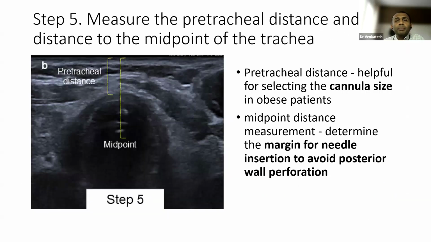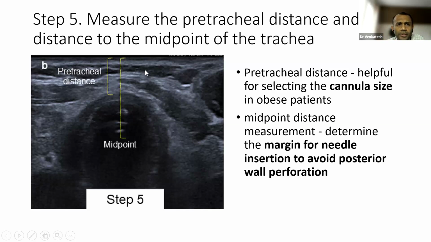Next is to measure the pretracheal distance and the distance to the midpoint of the trachea. So this is at the skin level in the transverse axis of the probe, and you freeze the screen and try to measure the distance from here till the trachea. This distance is what we call the pretracheal distance. It is helpful for selecting the cannula size in obese patients. There are different types of tracheostomy tube. The distal end may be larger or the proximal end may be larger. If the pretracheal distance is huge, then you may consider a little lengthier tube.